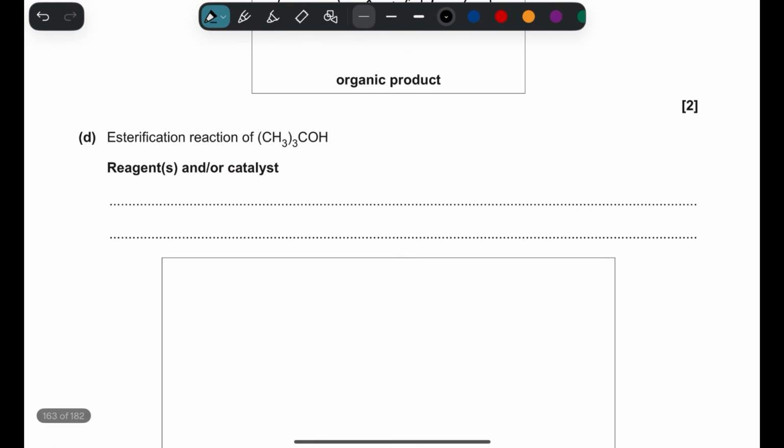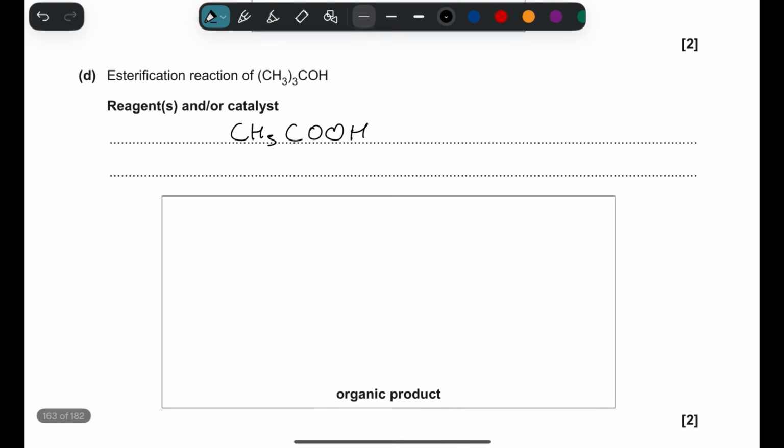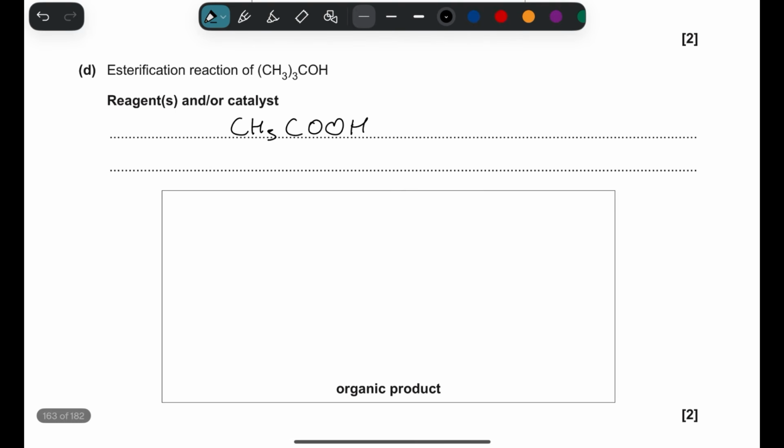Now, if we say esterification, this is a bit different. So if we have an ester forming, we need to remember that ester is alcohol plus carboxylic acid. So we're going to use a carboxylic acid, yeah? I don't like to complicate my life, so I'm going to say that we're going to use CH3COOH. We're just going to use ethanoic acid, yeah? Simplest of the lot, yeah? So just say that you're using a carboxylic acid. Now, just remember as well that you're using an acid catalyst.